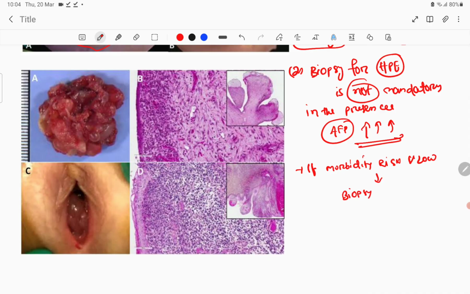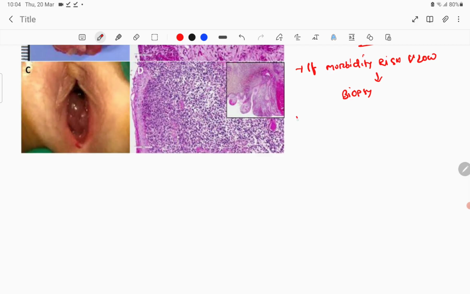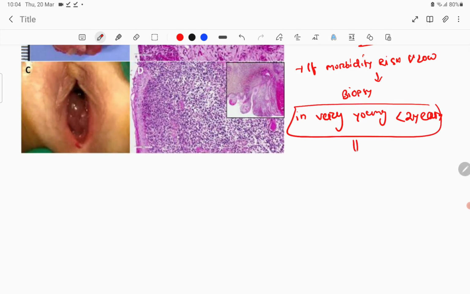Okay, and very important, very young patients, that is less than 2 years, biopsy should always be obtained for histological examination due to the physiological rise. If it is a very young patient, this statement you have to remember, a very controversial statement: if less than 2 years, then biopsy should always be obtained.